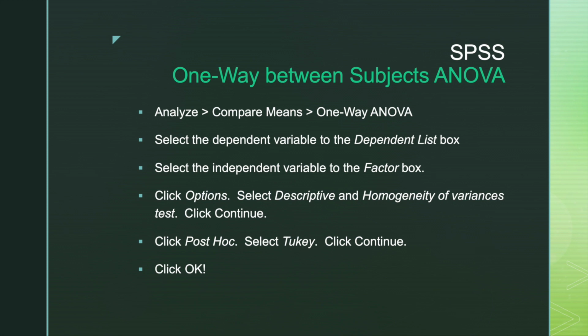We'll click Options. We'll ask it to give us descriptives. We'll also ask it to give us this homogeneity of variances test, and that's to help us with part of the assumptions that we need to check for the one-way ANOVA. Then we click Continue, and it gives us this option for Post-Hoc. When you click on this, you'll see that there's a lot. We're just going to click on the one that says Tukey, not Tukey B, just Tukey. And again, I'm going to do this with you in a few slides.